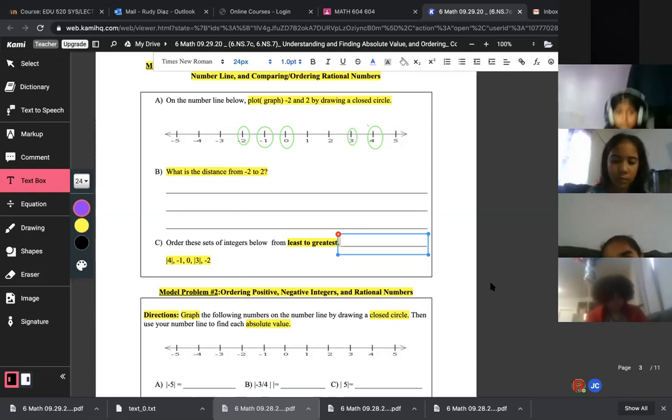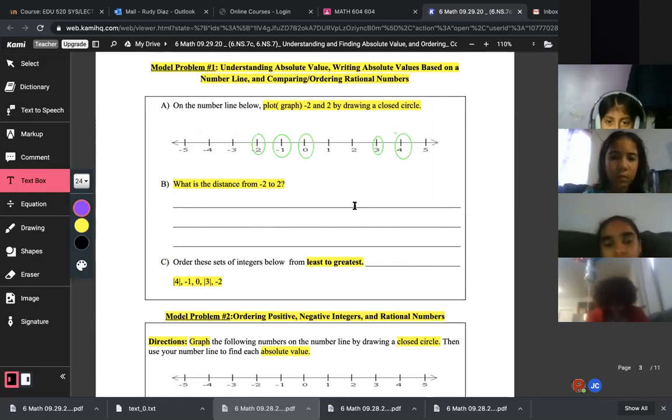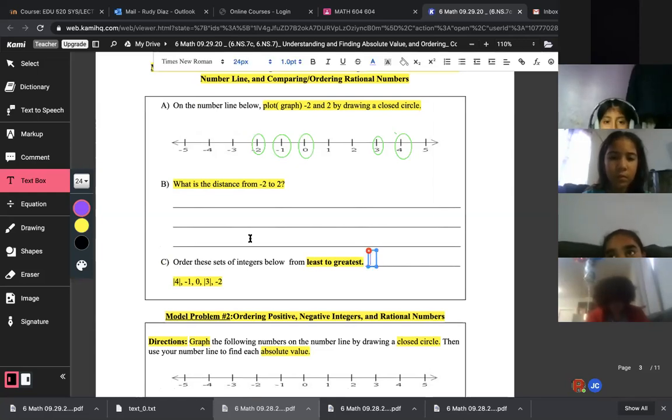Order these sets of integers below from least to greatest. I circled them on the number line. That way you could go from left to right. A little too small, but it's okay. Least to greatest. So it would be -2. Okay. Then next would be -1. Next would be 0.